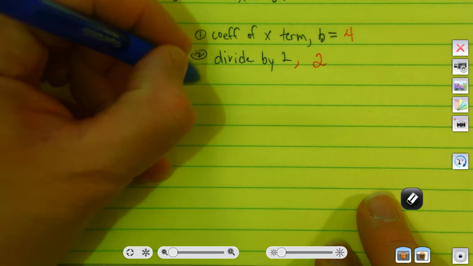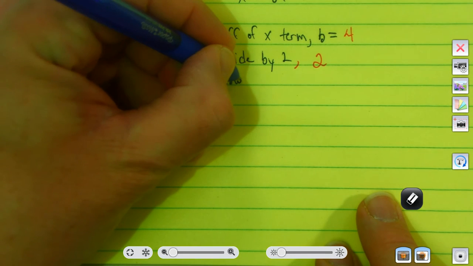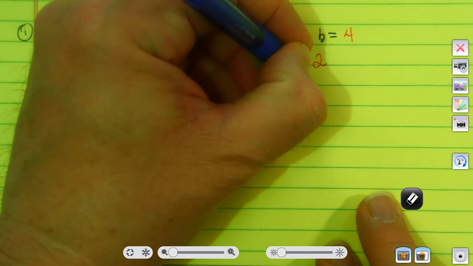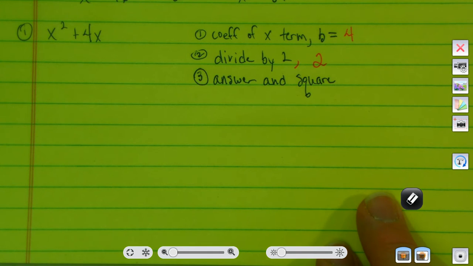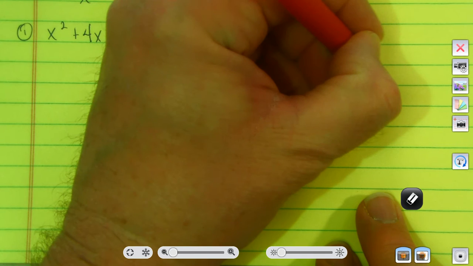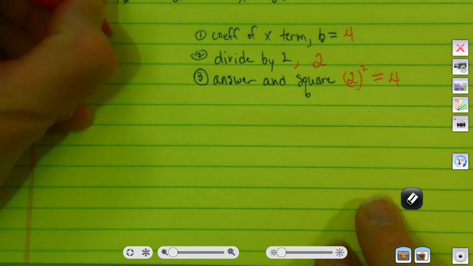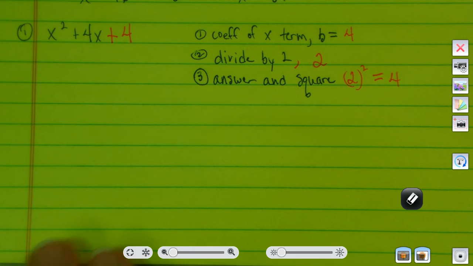Then we'll take that answer and we will square it. So now 2 squared is 4. To complete the square, I will add a 4 right there. That completes the square. Let's get another example. Try it. It's really pretty easy.